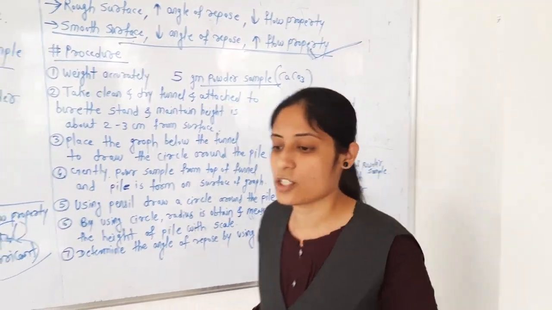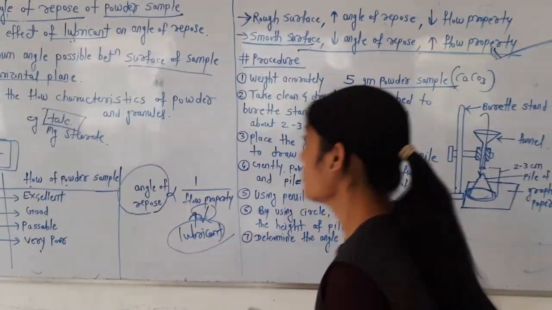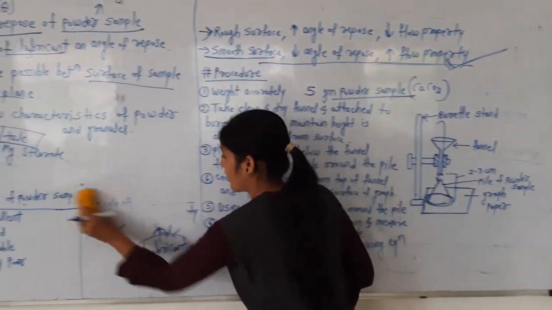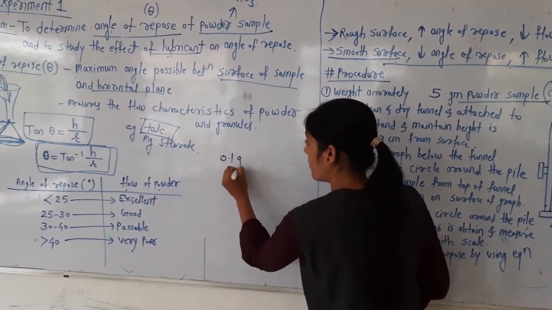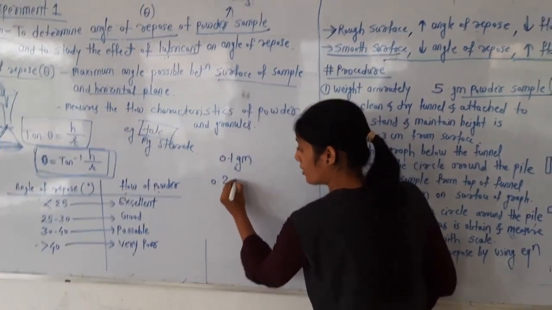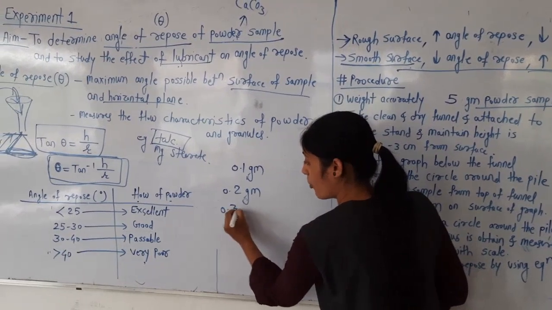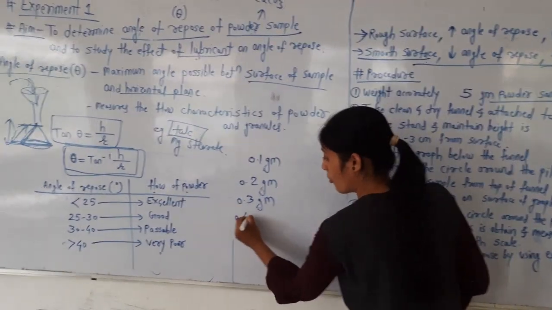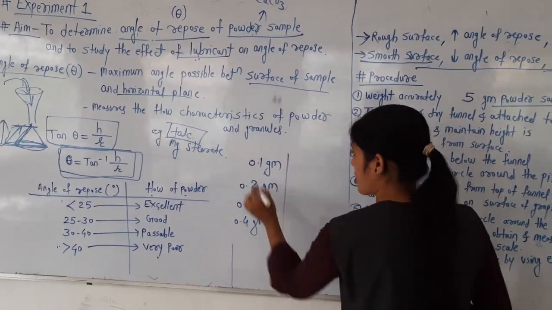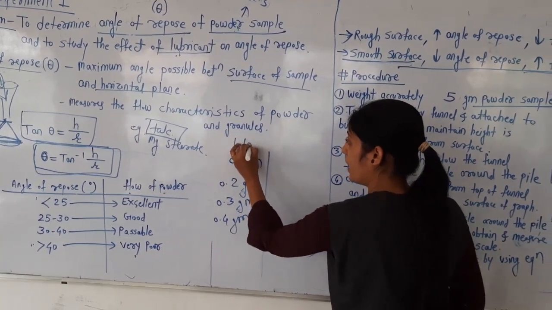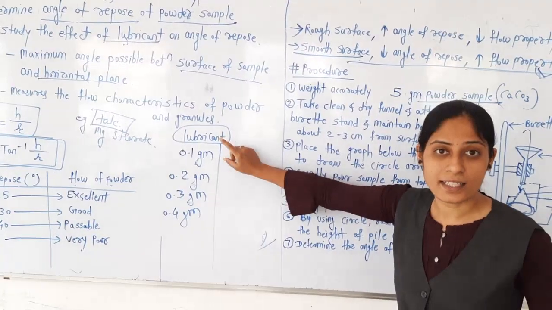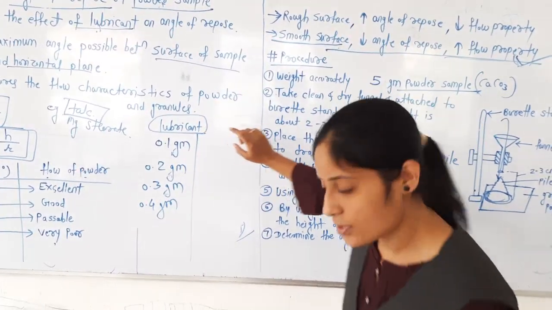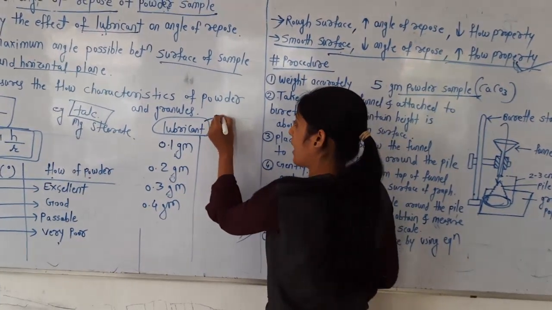For the different concentrations of lubricant, we use concentrations in the range of 0.1 gram, 0.2 gram, 0.3 gram and 0.4 gram. In these concentrations we add the lubricant, for example talc.